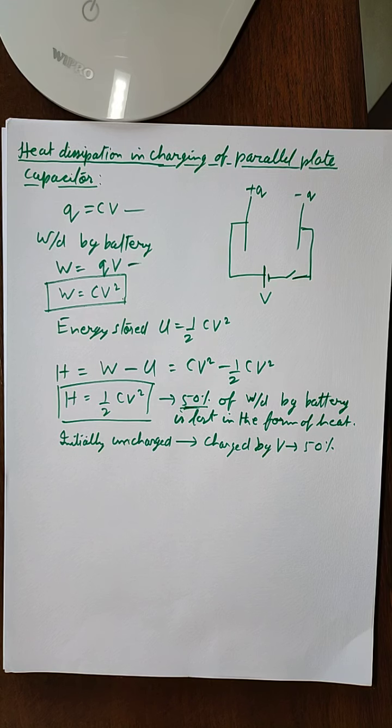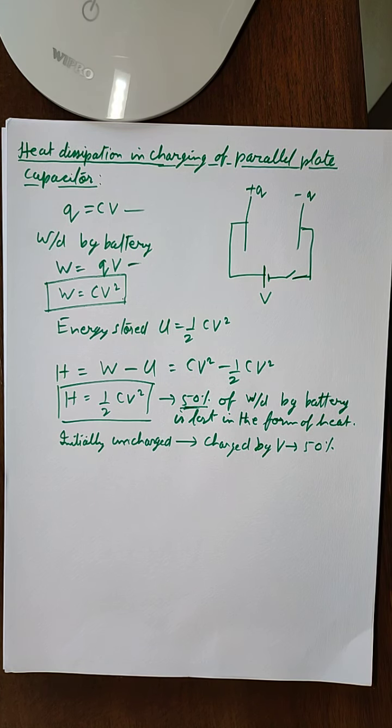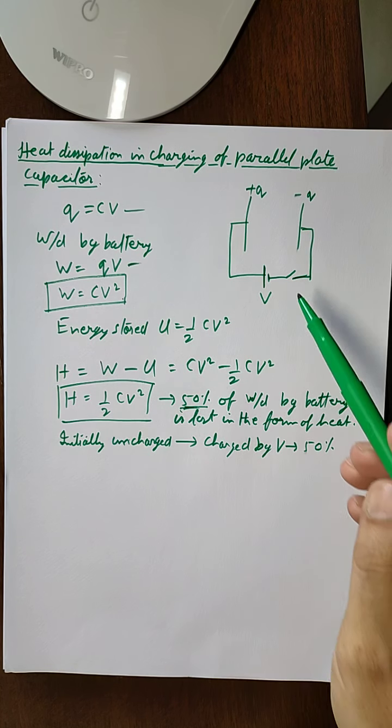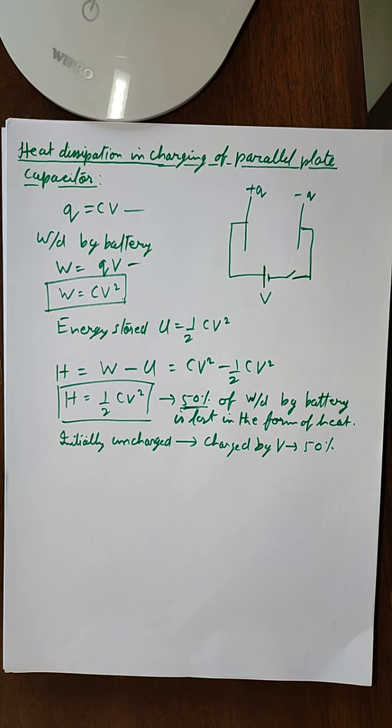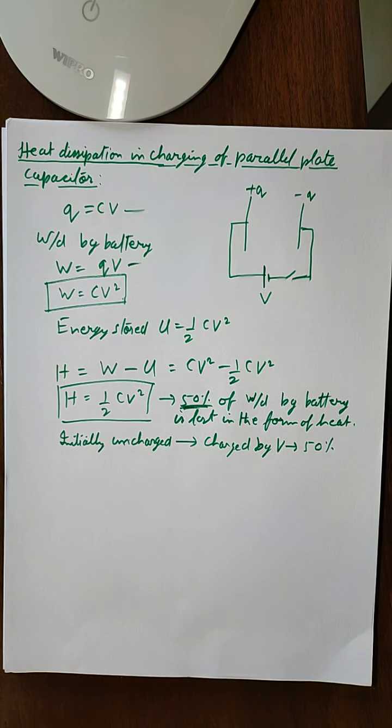If suppose the capacitor that was given to us was already charged to some extent, then by connecting it to the battery only charge redistribution will happen, and in that case the 50% rule will not be valid, and we will have a heat loss or loss of energy more or less than 50%. It depends on the charge that was already existing on the capacitor. But if the capacitor was initially uncharged, then we can use this 50% rule very easily.